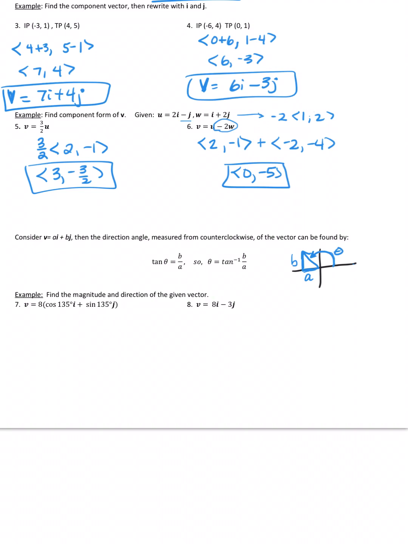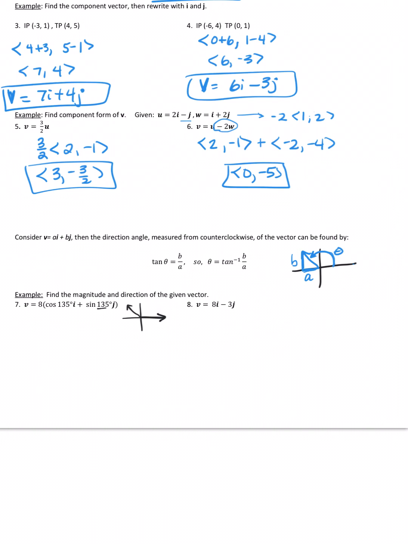All right, so number 7 says find the magnitude and the direction of the given vector. Well, it's giving us the angle, right? That is the direction, 135. Where's 135? Well, that's over here, isn't it? Somewhere over there. All right, so it's 8 times the cosine of 135 i, plus sine of 135 j.